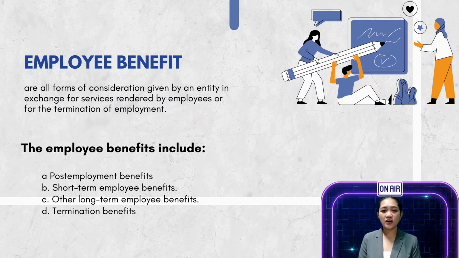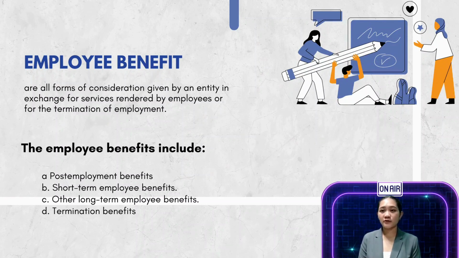Next one is the other long-term employee benefits. This means all employee benefits other than short-term employee benefits, post-employment benefits, and termination benefits. An example of this is the bonuses payable in 12 months or more after the end of the period in which the employees rendered the related service.